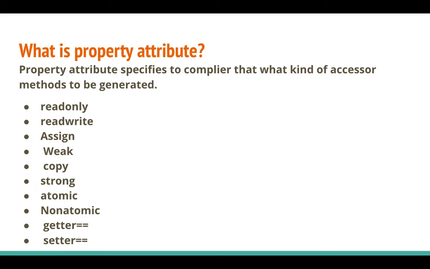So what are property attributes? Property attributes are specific to the compiler, telling it what kind of accessor methods to generate, like readonly, readwrite, assign, weak, strong, copy, atomic and nonatomic, etc., and getter methods.